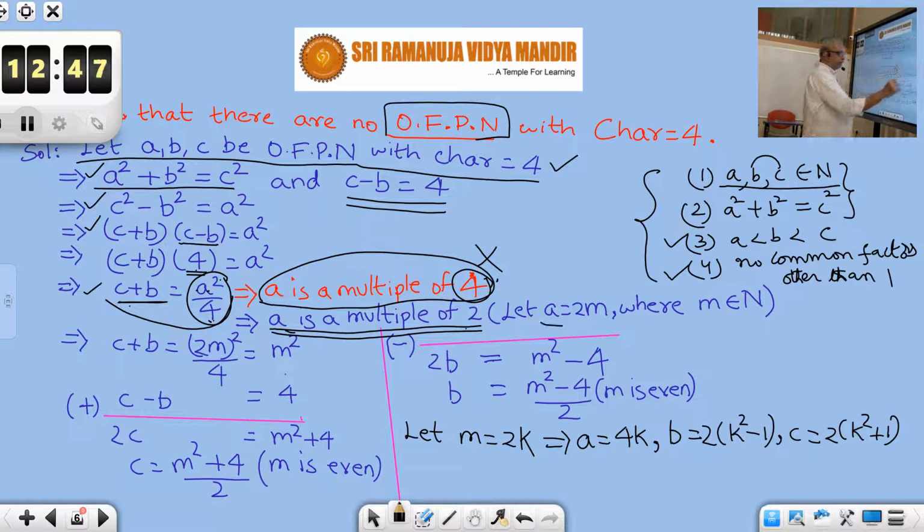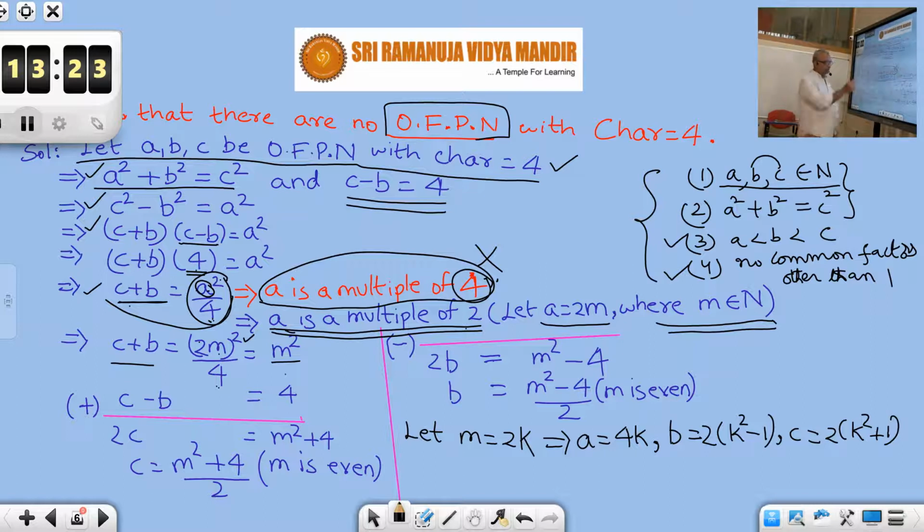So, let A be equal to 2m. If A is a multiple of 2, then A is equal to 2m, where m can be any natural number, even or odd, whatever it may be. Whatever m may be, 2m is even, is it not? So, m can be any natural number. I am putting A is equal to 2m in this place, A square. So, C plus B is equal to 2m whole square by 4. 4m square by 4, m square.